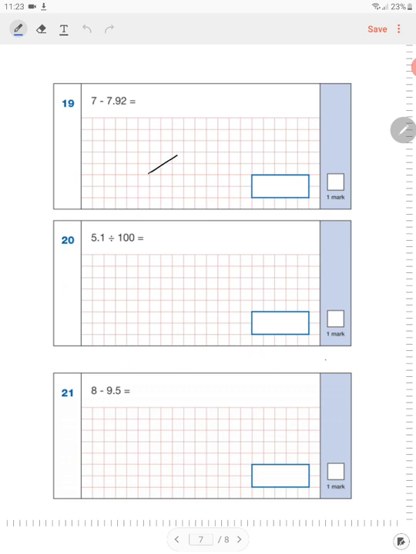Okay, this was the one we said not to do. We also said not to do that one because for some reason the person who wrote this paper got it completely wrong. Now, we're going to do this question here. So this is another place value question.